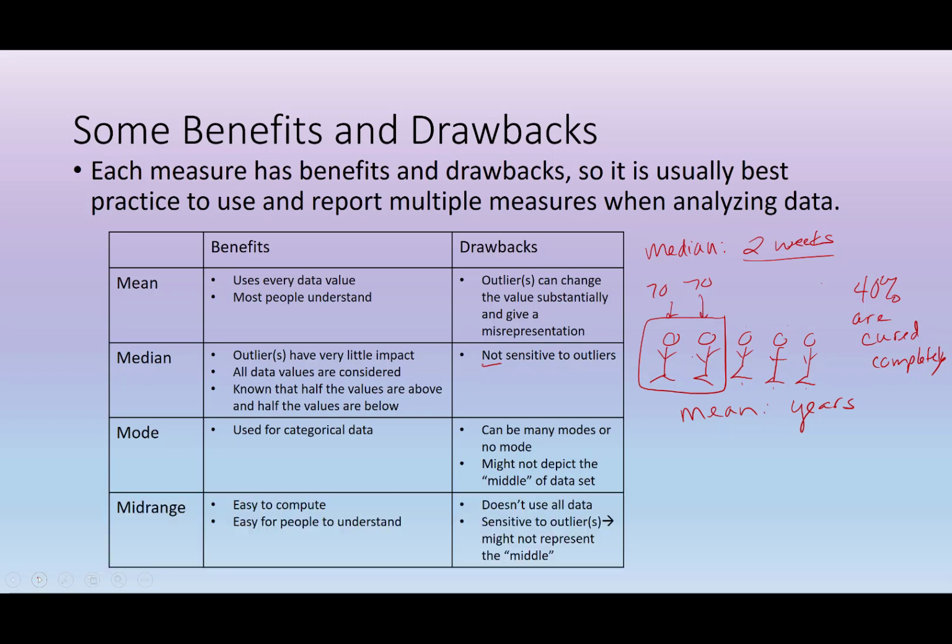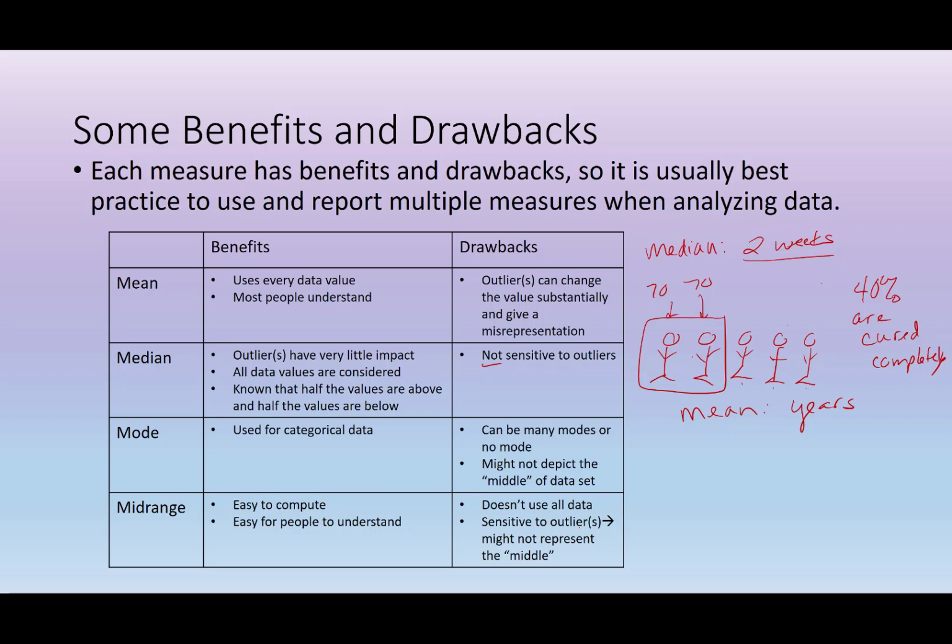Okay, and then the last one, our mid-range. Benefits of the mid-range: it's easy to compute. It's pretty easy for people to understand. Drawbacks: it does not use all of the data, which means it's sensitive to outliers. So it might not represent the middle. So it's kind of like the mean, where outliers can really change its value.